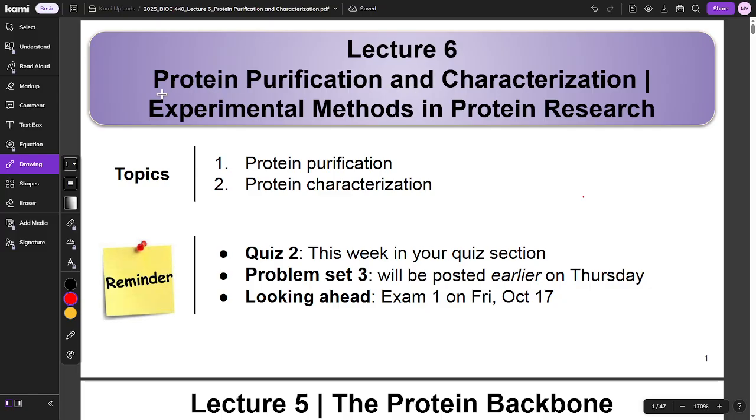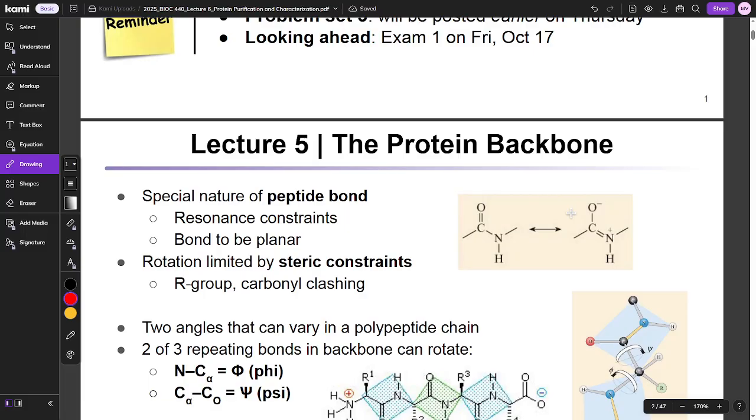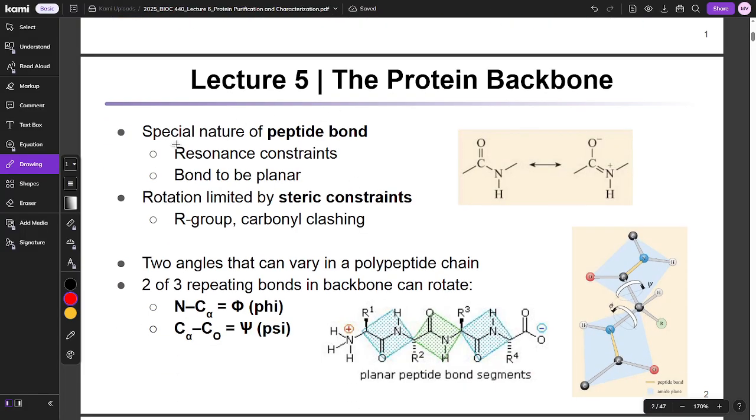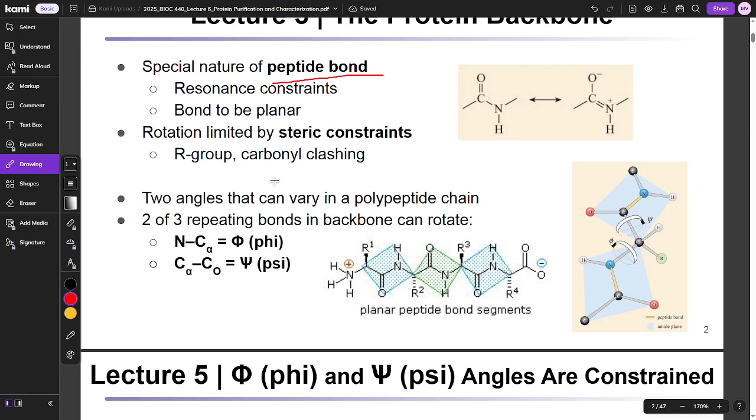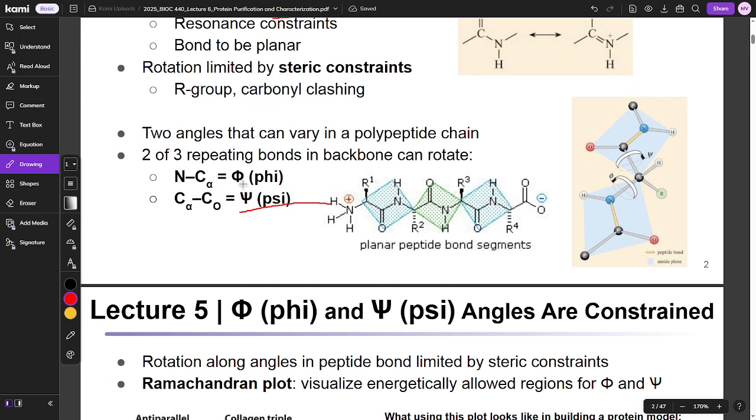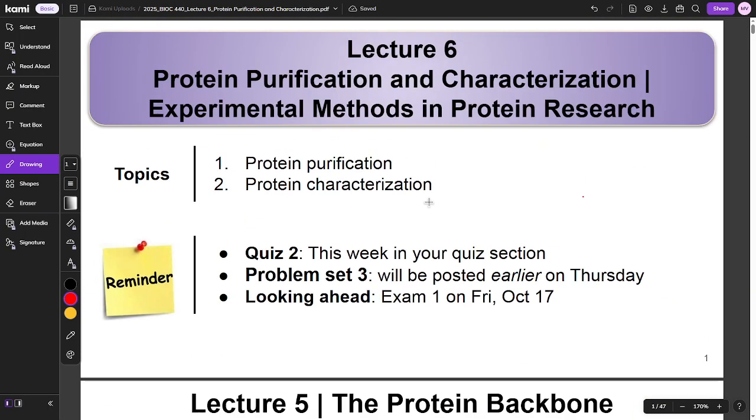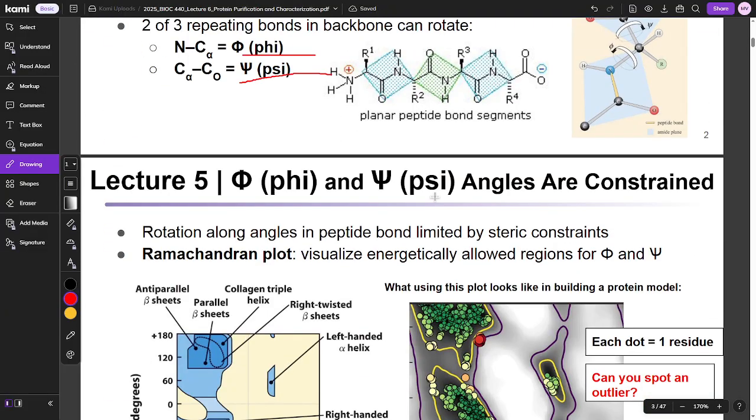So we're going to talk about protein purification techniques and characterization. There's a lot of stuff in this lecture but I don't think all of it is necessary. I think you can get by without going through all 47 slides here. So I'll try and pick out what's important and what's not important. We already talked about peptide bonds and the phi and psi angles, so I'm not going to go over that. If you want to look at that again, go back to my lecture 5 video. I talked about it a little bit more.